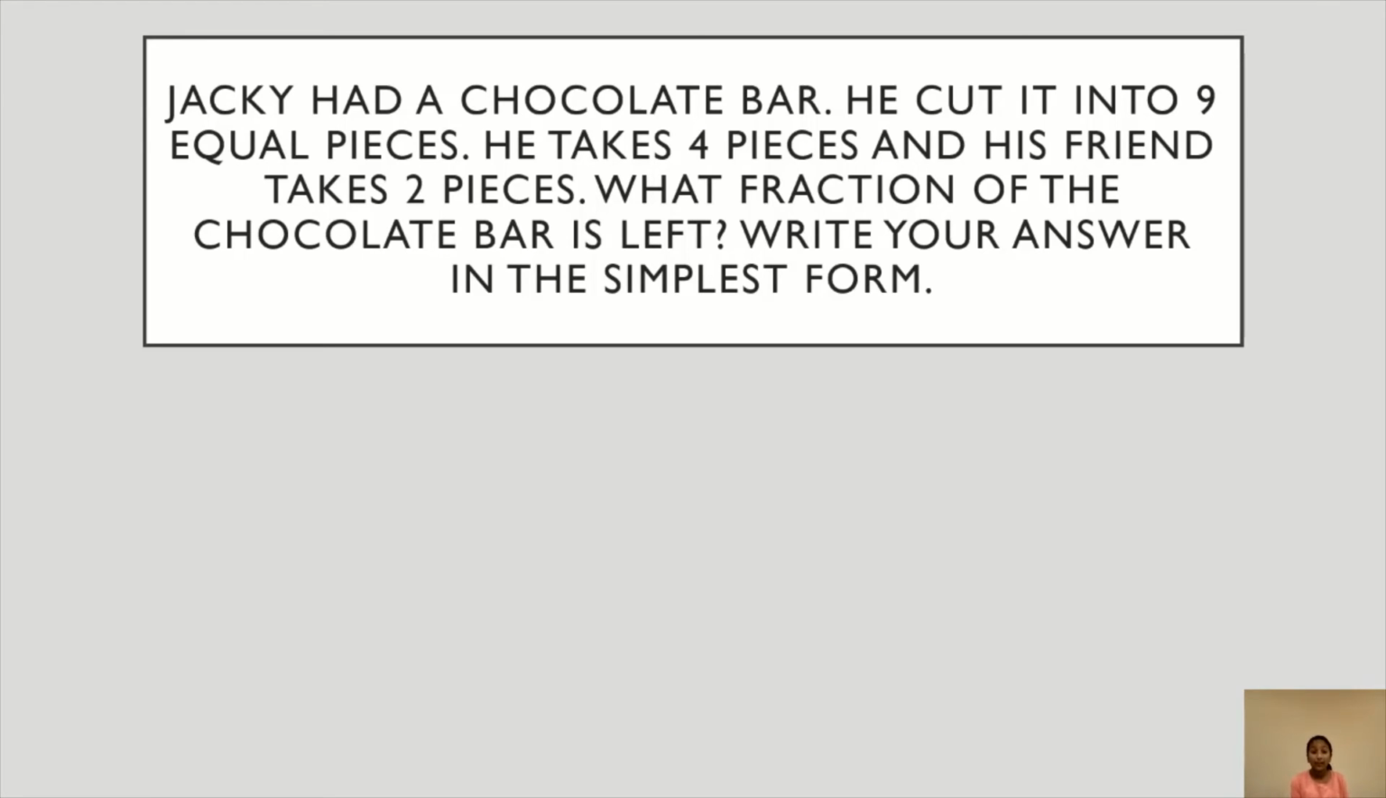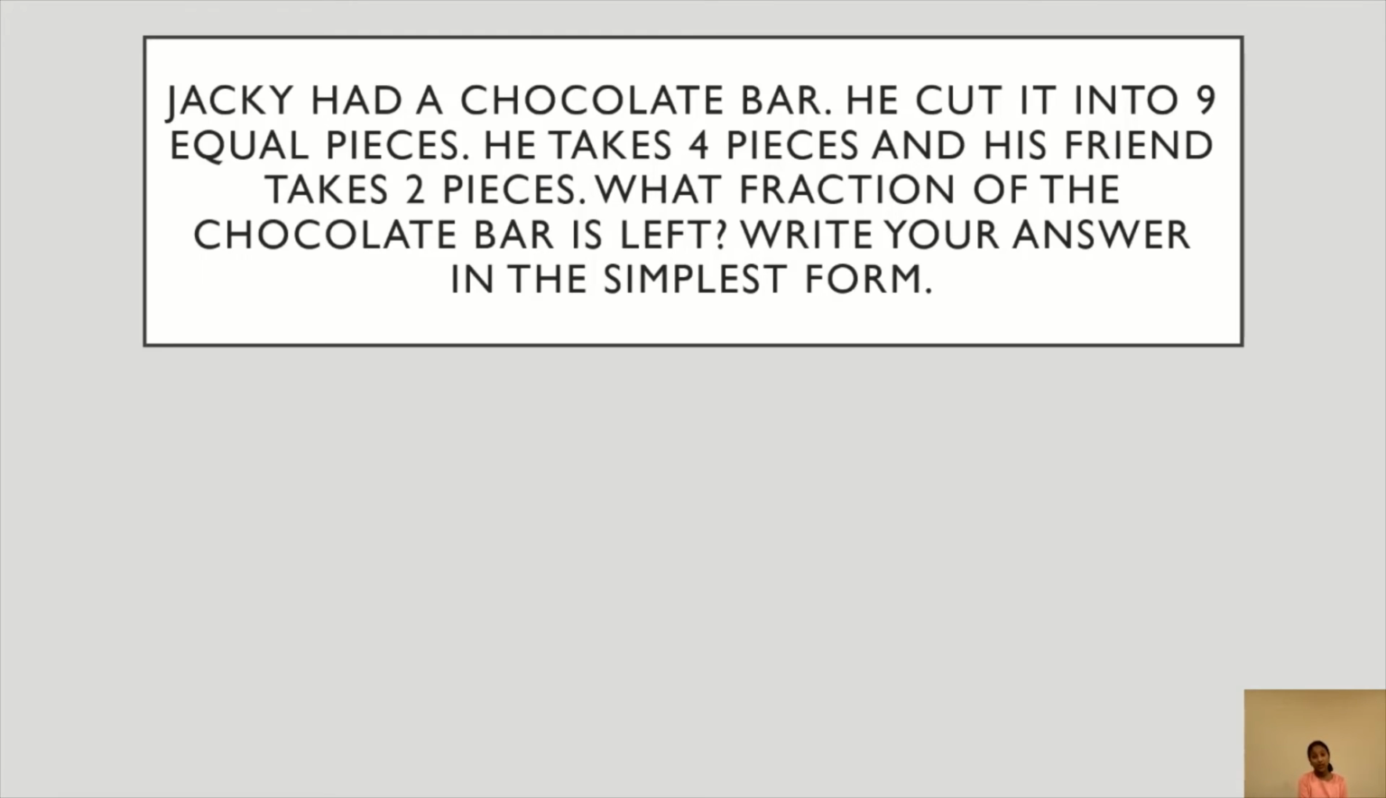So he takes 4 pieces and his friend takes 2 pieces. So that means if you add those both together, you get 6. And that is how much they took. So 6 is the parts of the whole and 9 is the total. If you want to figure out how much is left after they took it, you would need to subtract 6 from 9. So 9 minus 6 equals, that's right, 3.